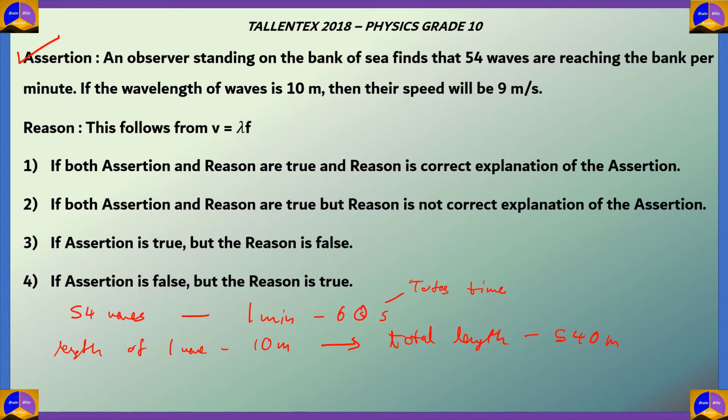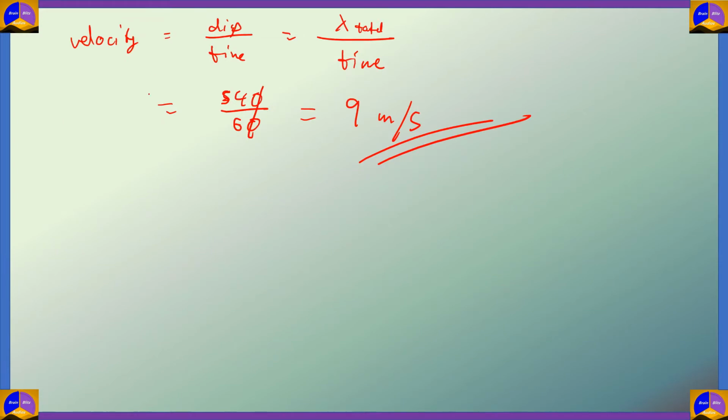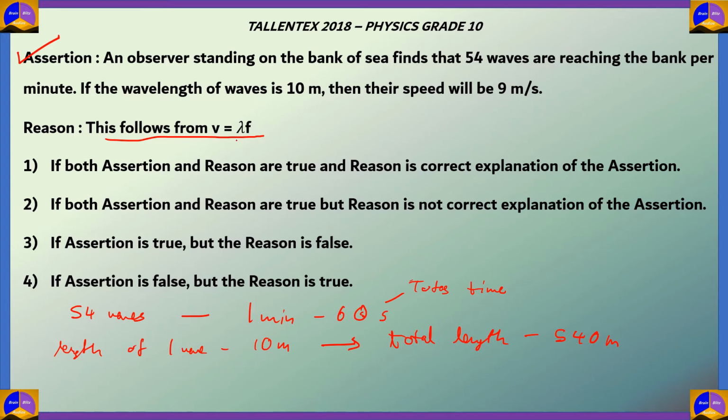Now, what about the reason? The reason says this follows from v equals lambda f. Now, let's look at the formula. We took velocity v as the distance, which in this case is the total wavelength lambda, divided by the time. Now, the quantity that is frequency is written as 1 by time. Its dimensions are per second. So therefore, lambda by t can be written as lambda times f. So that means the reason, v equals lambda f, the equation used, is also correct.